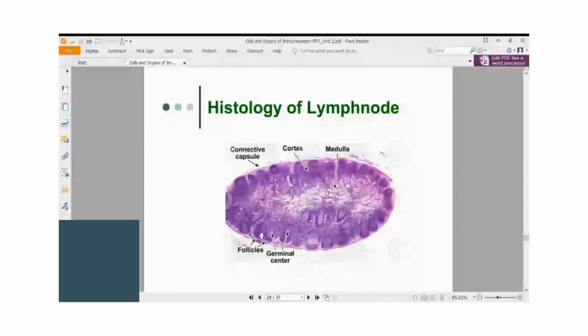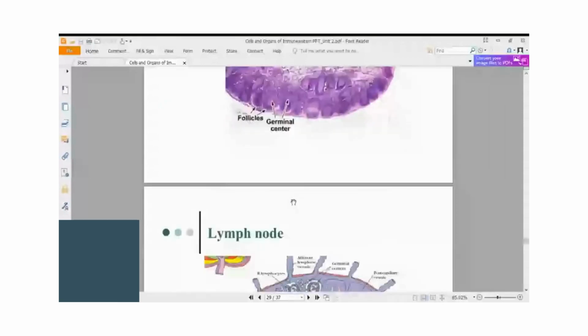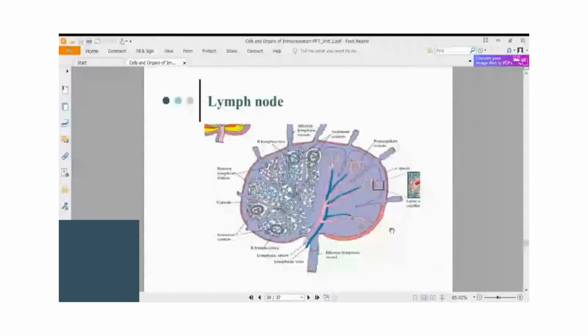But the freshly formed lymphoid follicles in the lymph node, where the naive T and B lymphocytes, or only the naive B lymphocytes, are present, will be dark staining patches, and they are called primary lymphoid follicles. A lymph node is almost elliptical in shape, or it could assume a kidney shape like this, with a large lymphatic channel draining it, which is called the efferent lymphatic vessel.